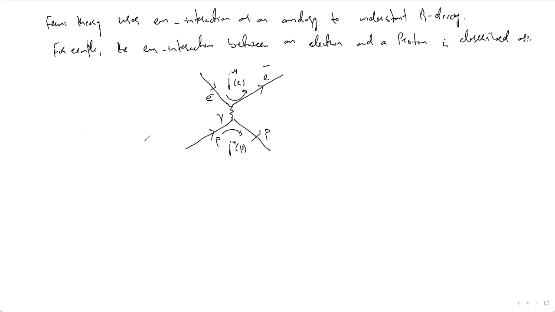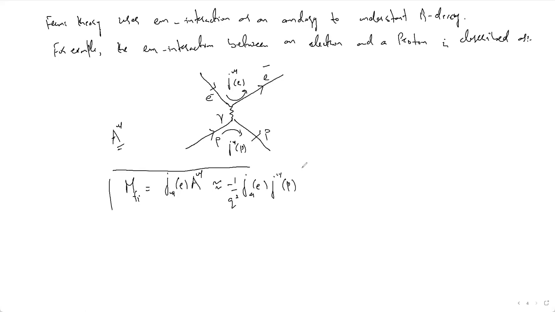Now if I write down the matrix elements for this process, we consider the interaction between an electron current, J mu E, and the proton current, J mu P. This is generated by some electromagnetic field, and we represent that by A mu. So what are those matrix elements? We represent the matrix element M_FI as J mu E with the electromagnetic field A mu, which is similar to J mu E, the electron current, times minus 1 by Q square, J mu E and J mu P. This is how we give the matrix elements for this particular process.